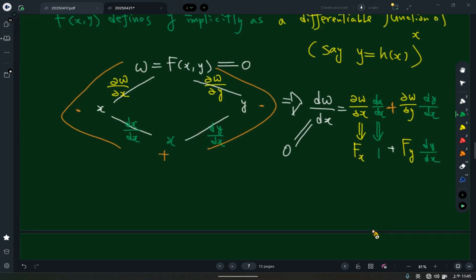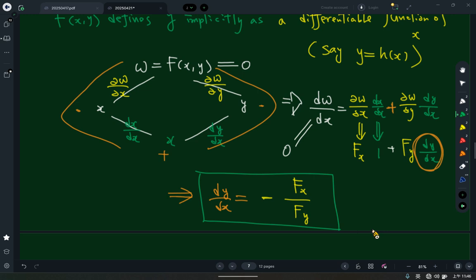So finally, our target is this one, right? Our target. So we can continue to get dy over dx is equal to negative partial F partial x over partial F partial y. So this is our final result.